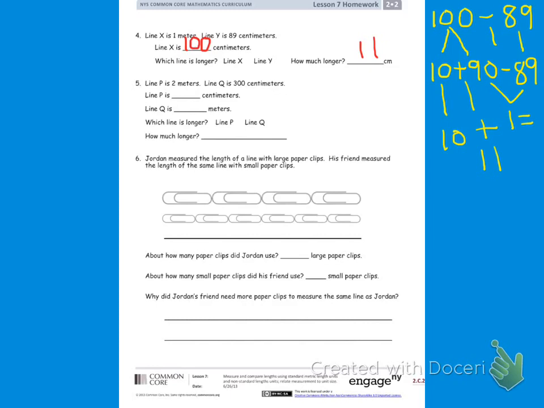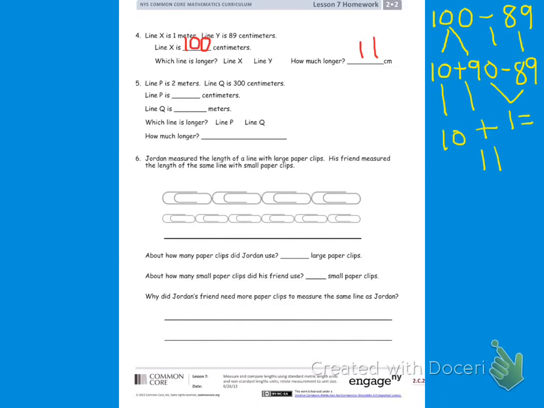When completing problem 5, your student will use the same exact strategies as was used in the sample that I did on number 4. For number 6, Jordan measured the length of a line with large paper clips. His friend measured the length of the same line with small paper clips. The student should be able to write a number on the line for about how many paper clips Jordan used. Again, Jordan used the large paper clips. On the next line, about how many small paper clips did his friend use? Then they will record that number on the line.